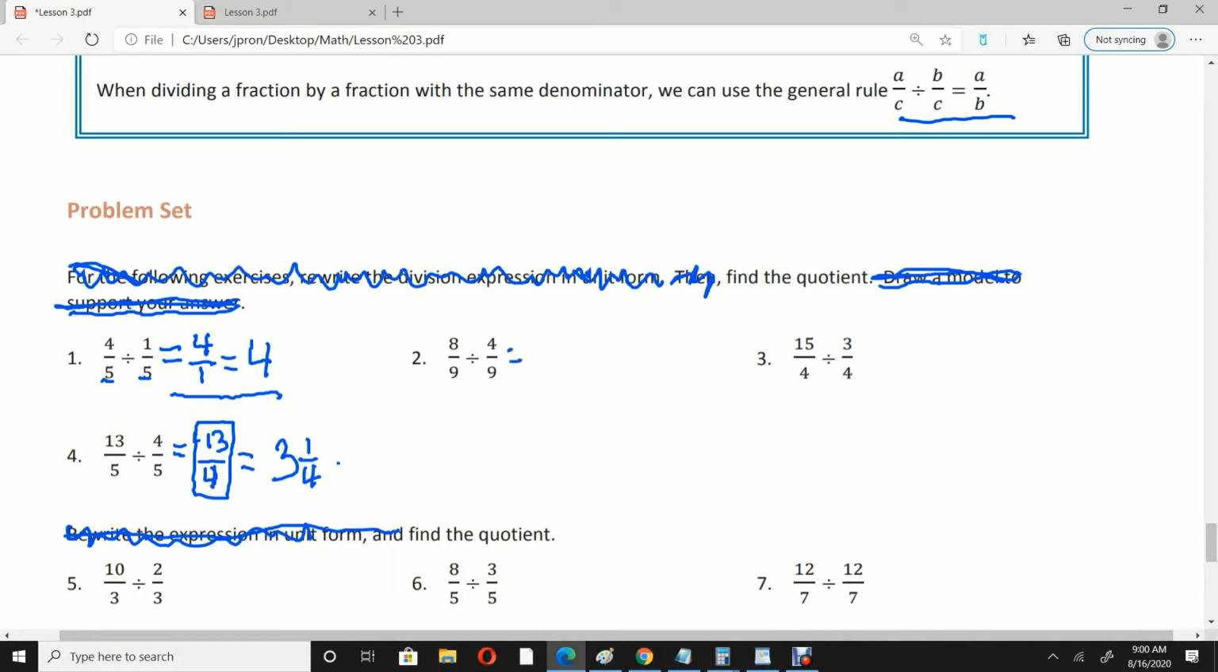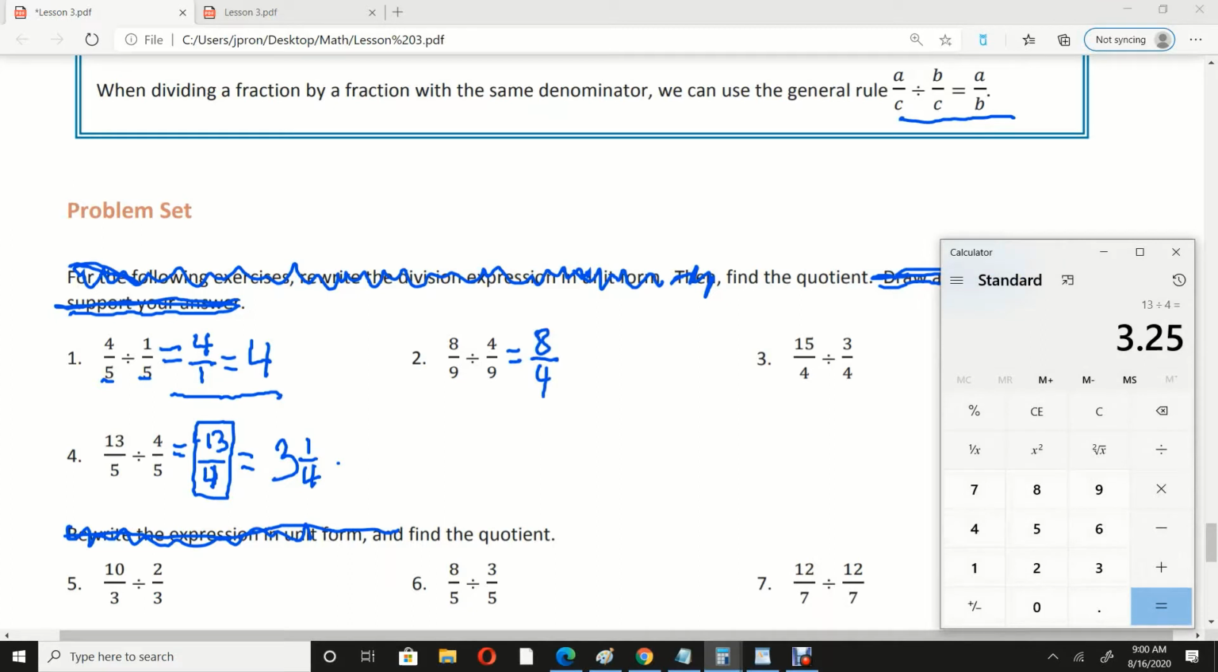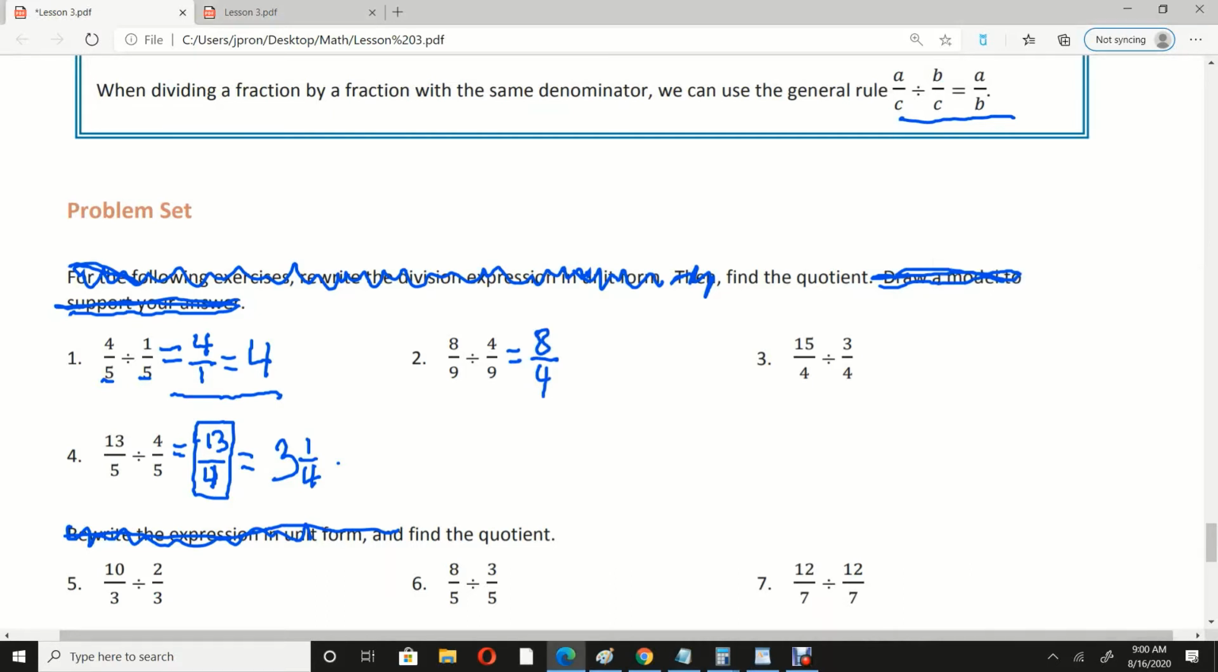So let's try 2, right? So we would have the numerator of the dividend over the numerator of the divisor, 8 over 4. Can that be simplified? Can 8 be divided by 4 perfectly? Can it? How many times does 4 go into 8? Do some long division. You have to. So you have 8 over 4, and that equals 2.